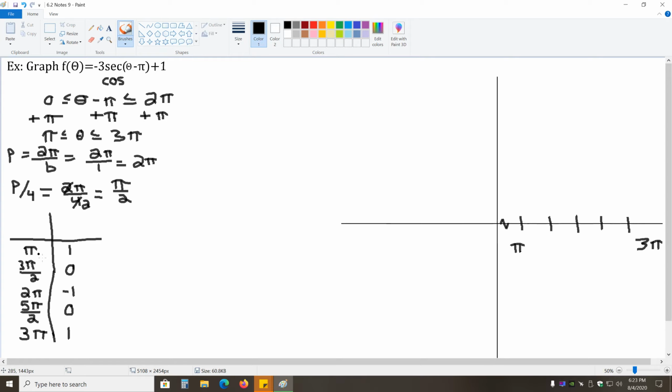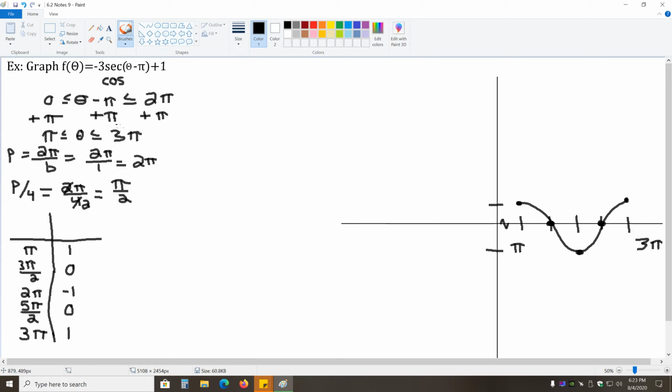And now we are going to plot the point pi comma 1, 3 pi over 2 comma 0, 2 pi comma -1, 5 pi over 2 comma 0, and finally 3 pi comma 1, which gives us this almost cursive U shape. And this is our graph of cosine.